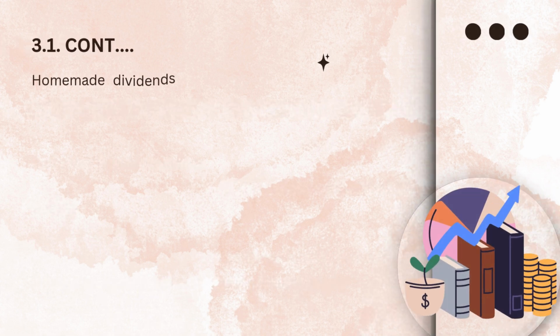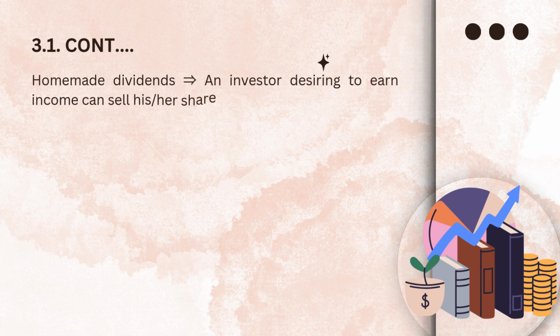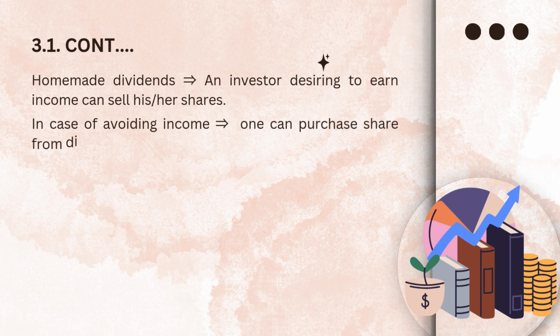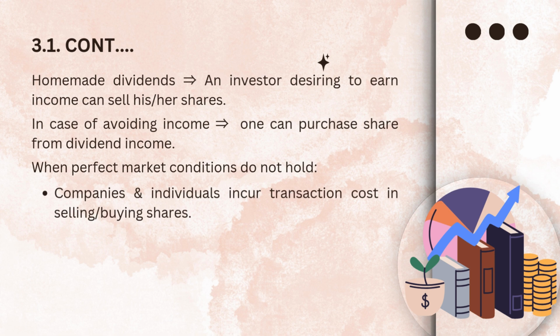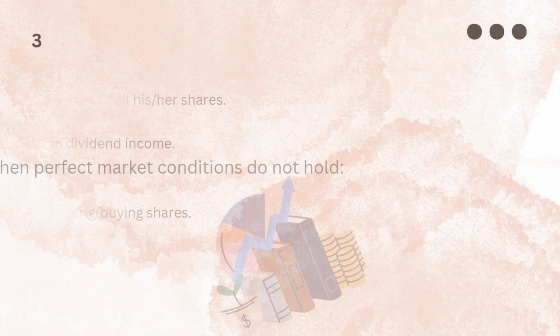Homemade dividends. An investor desiring to earn income can sell his or her shares. In case of avoiding income, one can purchase shares with the dividend income. When perfect market conditions do not hold, companies and individuals incur transaction costs in selling and buying shares.